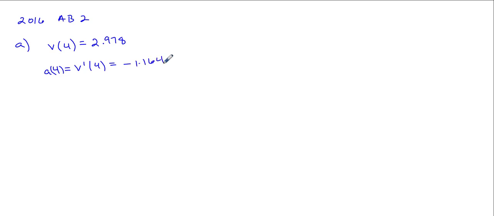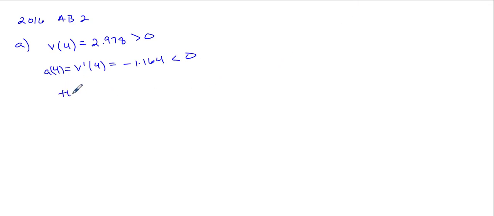Okay, now what do we need to do sometimes? We need to state the obvious. What is 2.978 in terms of what we're looking for? Positive, greater than 0. And what is negative 1.164? Negative, less than 0. We have to state the obvious a little bit. That's fine. So, conclusion.